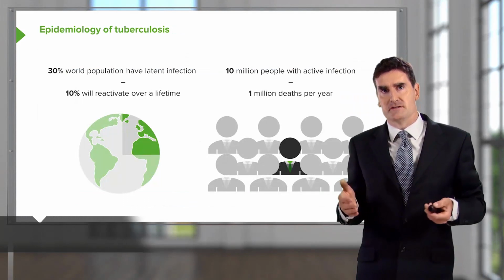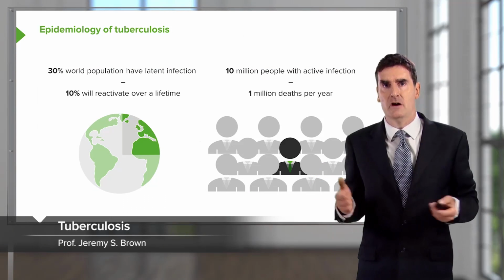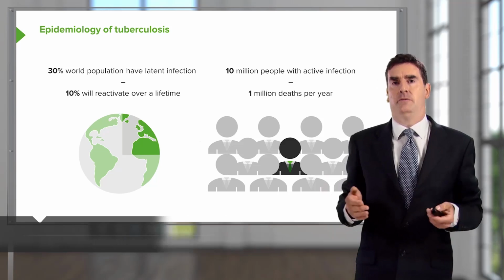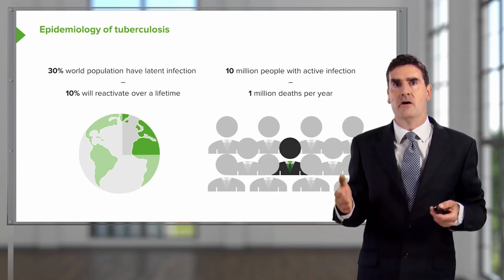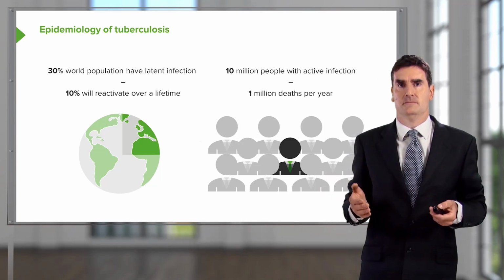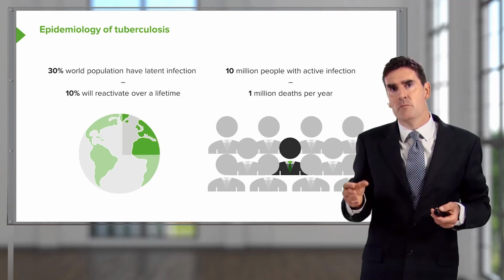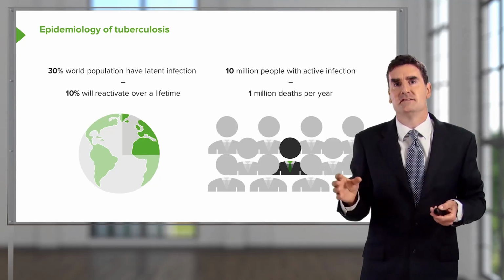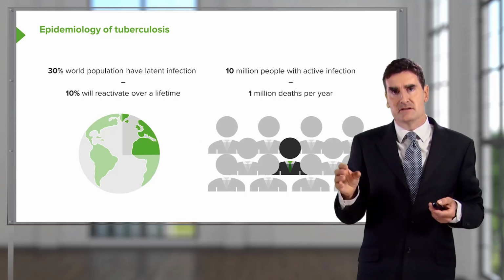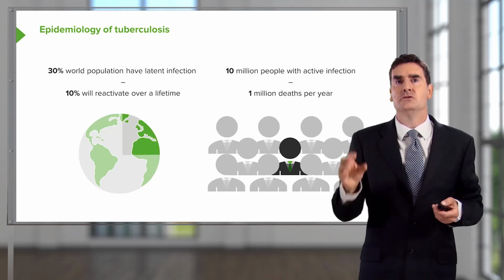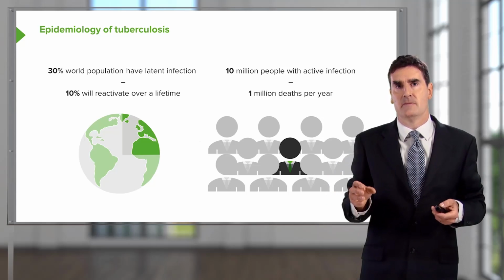So, tuberculosis. What's the epidemiology of tuberculosis? Well, 30% of the population of the world are infected with tuberculosis. Fortunately, most of those patients have what we call latent infection. That is, the bacteria is present in the body, but it's not causing active disease.